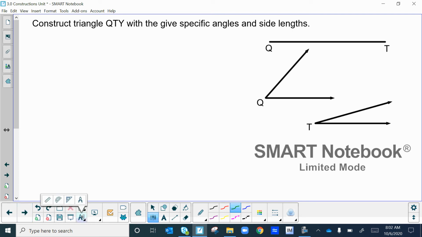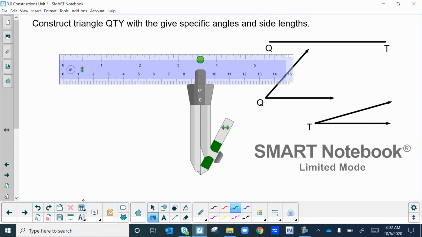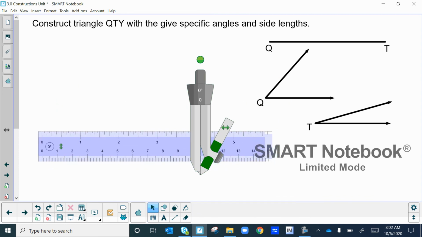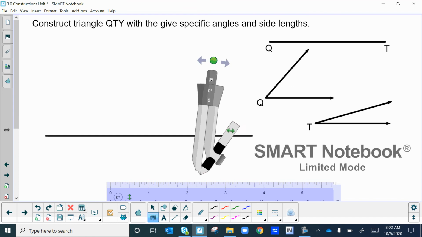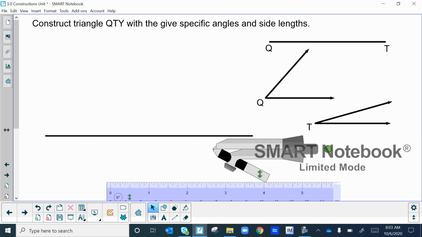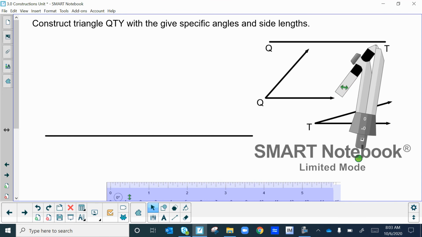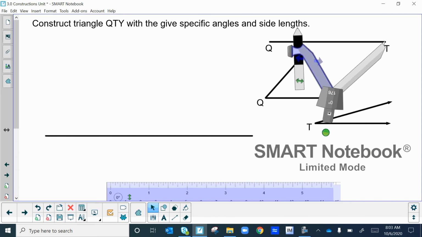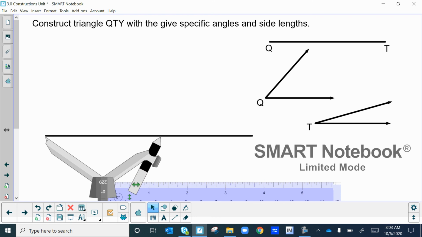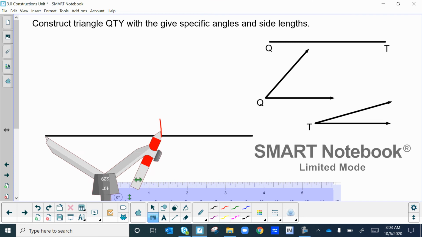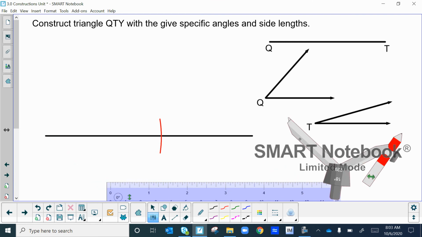So let me get my ruler and my compass. So I'm going to come right here, and I start off by making a long line. Okay, I make a long line. And then I'm going to go measure how big QT is. So place your compass on one of the endpoints and make sure you get the exact measure of QT. All right, now that I have that measure, I'm going to come over here to my long line that I started, and I'm going to make an arc.